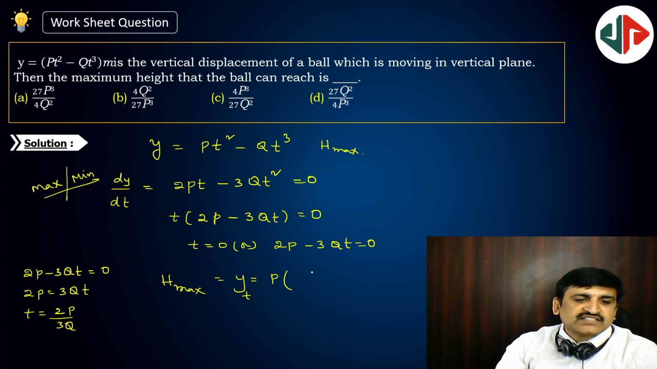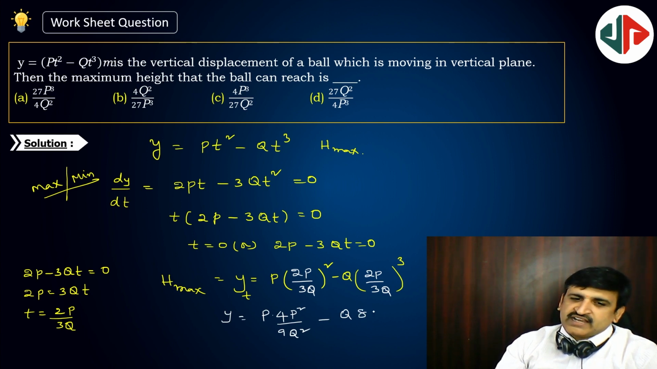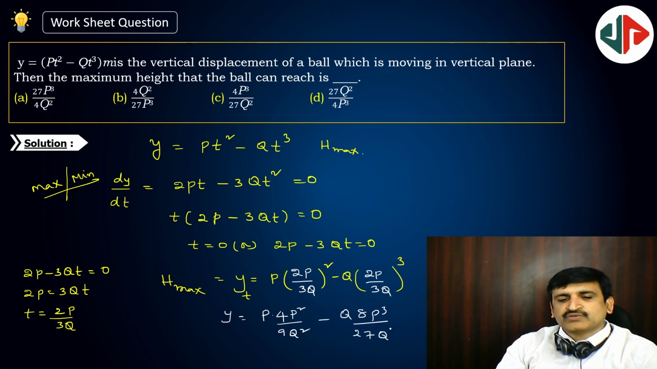p into t square. I used to write like this, the substitution, so that substitution won't go wrong. What I have to substitute in the place of t? 2p by 3q, and this is 2p by 3q. That is equal to y is equal to p times 4p square by 9q square minus q times 8p cube by 27q cube. 2 2s are 4, 2 4s are 8, 3 3s are 9, 3 9s are 27.